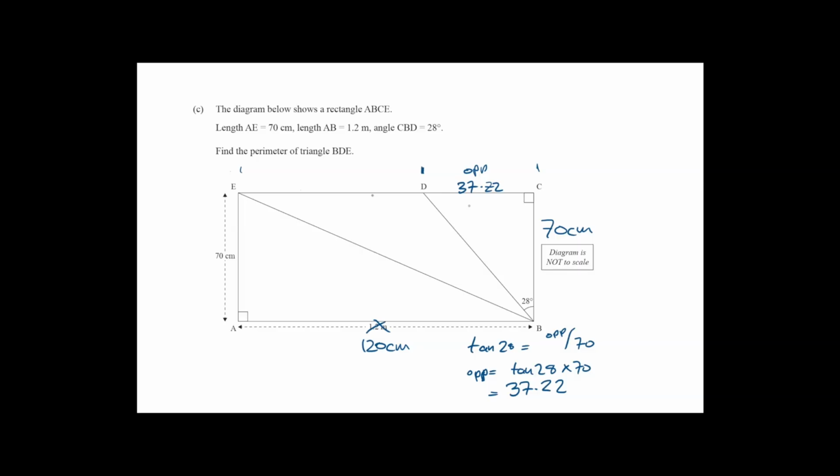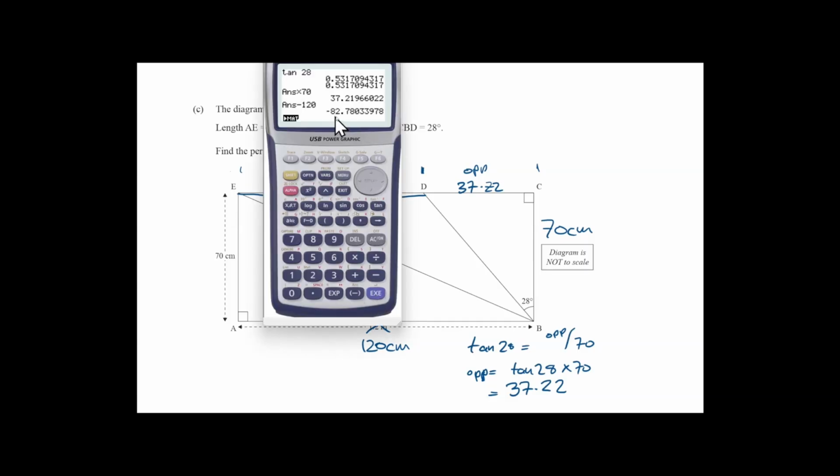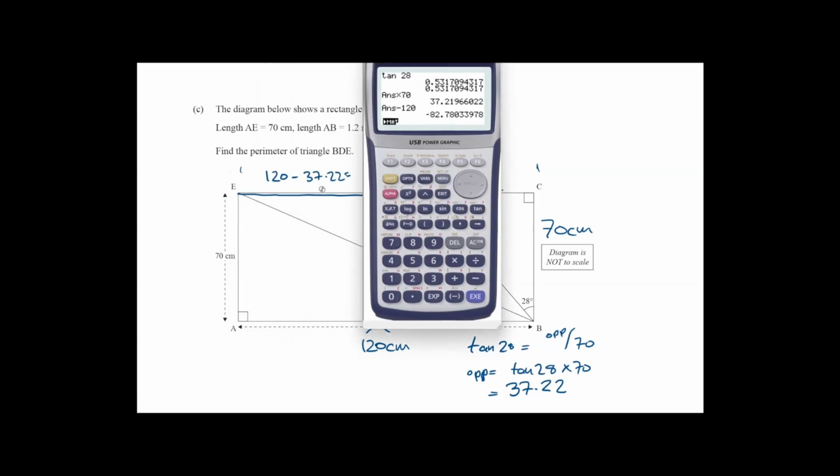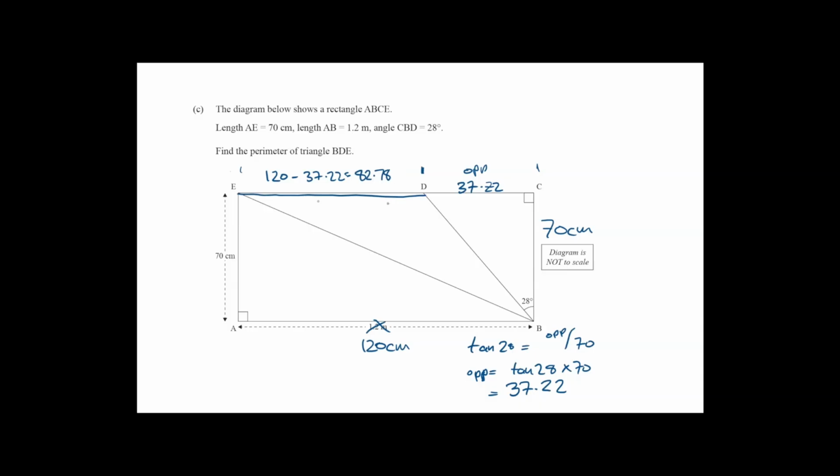Now we've got this one here, 37.22. We don't really care about that one. We care about this side here, ED. So this is going to be 120 minus 37.22. So it's going to be 82.78. So that's one side done.